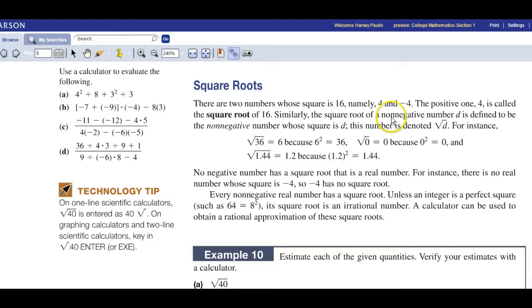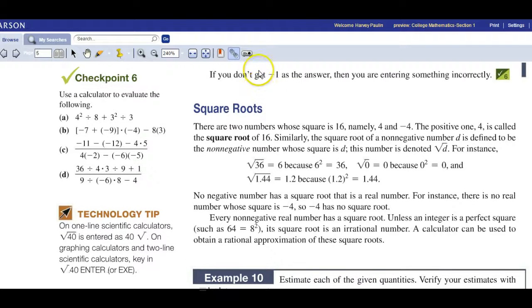Similarly, the square root of a non-negative number d is defined to be the non-negative number whose square is d. We often refer to the non-negative value as the principal square root. But keep in mind that there are two that could give you the value, and they will give you direction as to what they want you to do.